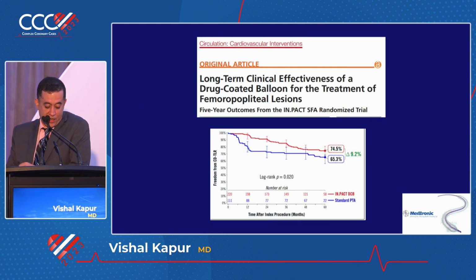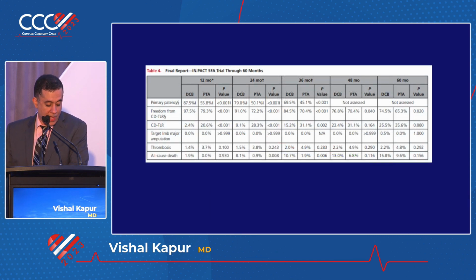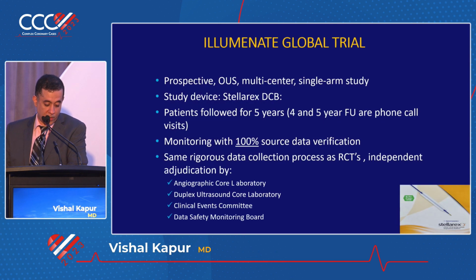They did it at the second year as well. The Medtronic Impact balloon also showed much better results as compared to the standard PTA arm, and in all the different subcategories, whether it be death, no different. It wasn't more harmful. It actually did better in patency rate and the TLR as well.